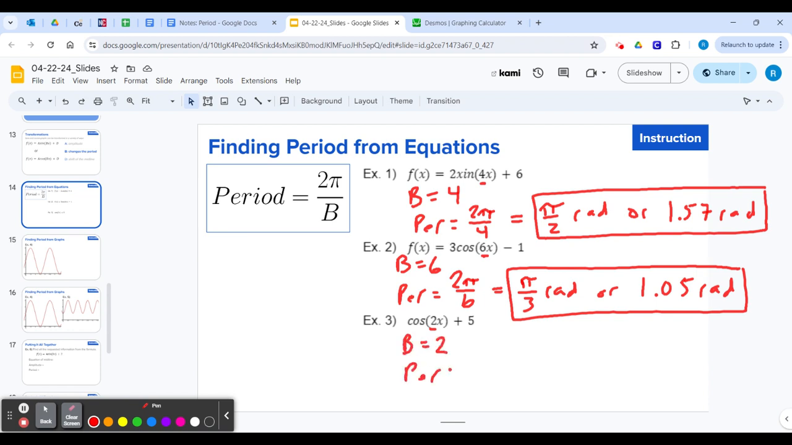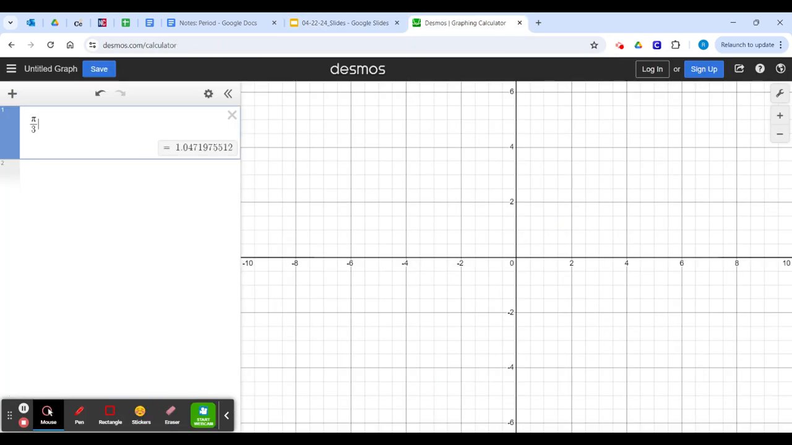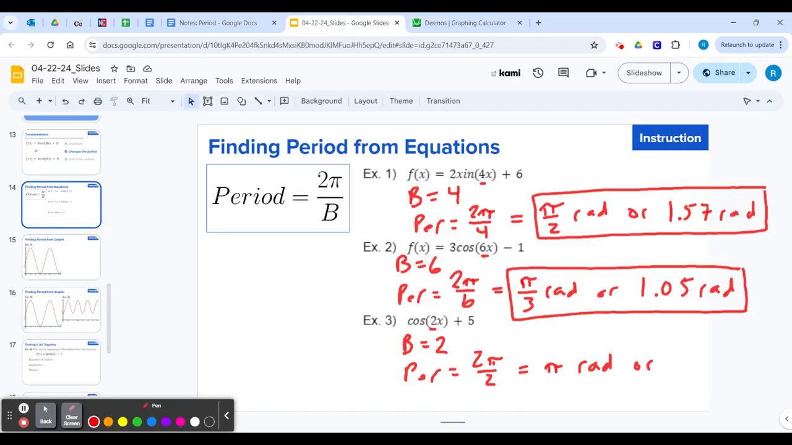That means our period is 2 pi over 2. The 2's cancel each other out. We just get pi radians, which is half of a circle. So we're going to repeat twice as quickly as we normally do. And if we calculate pi radians, we should know this off the top of our head, but we can also just plug it in. Pi is just equal to 3.14 radians. So I'm just going to write that in there. That is how long it takes us to repeat.